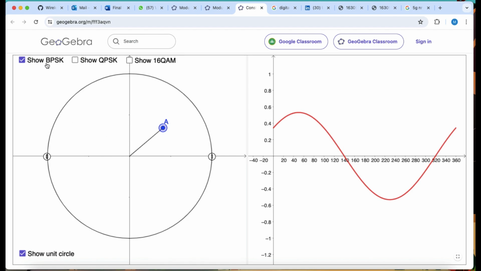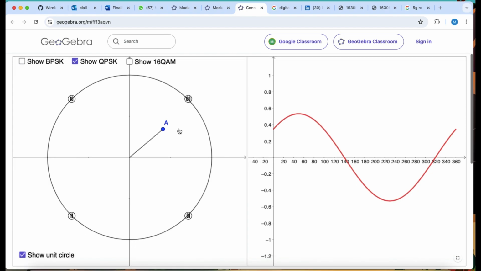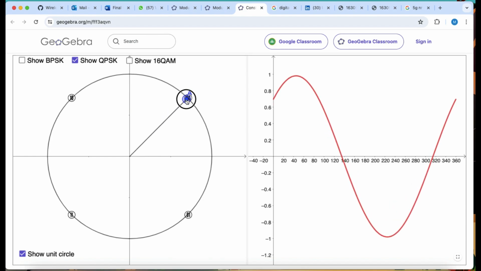So this is BPSK, binary phase shift keying. Either you can go here or you can go here. Now let's look at QPSK. When I look at my QPSK, I'm going to turn off my show BPSK. Thank you so much, Ben Spark. I appreciate it, man. This is an amazing simulation. All right. Now you can look at it.